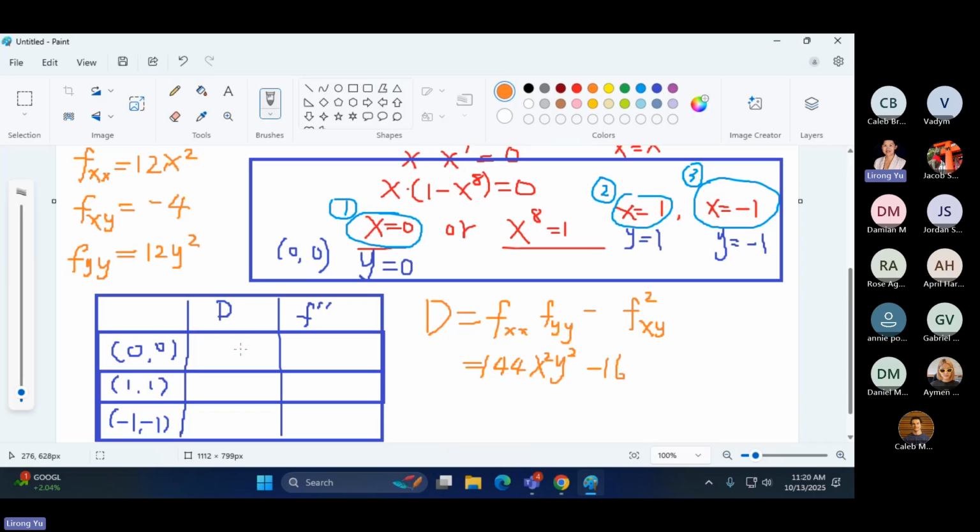Okay, so let's look at it. If it's the first point, 0, 0, then this will be 0, and D is negative 16. Whenever D is positive, we could find the max and min. If D is negative, it's a different scenario. So in this case, it doesn't really matter. If D is negative, we got a saddle point. All right, and then if it's 1, 1, so 144 minus minus 16, what is that value?